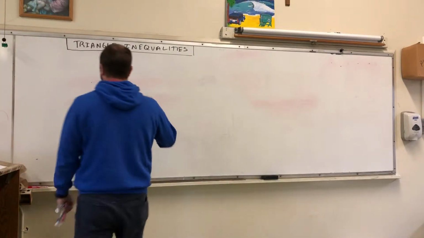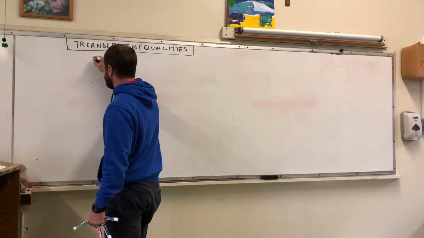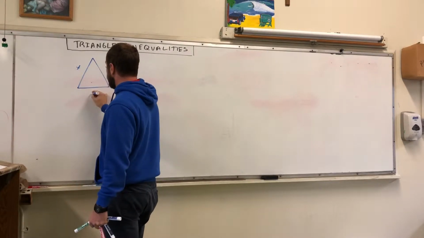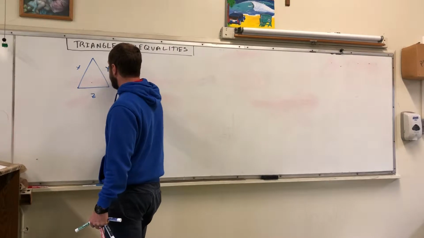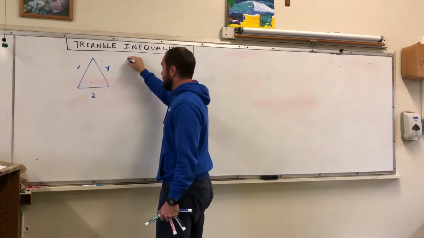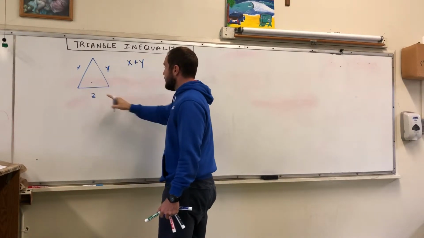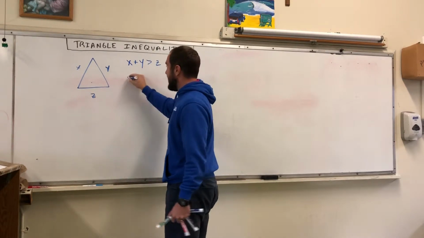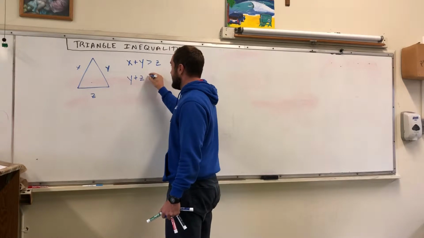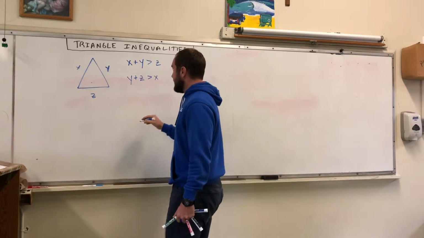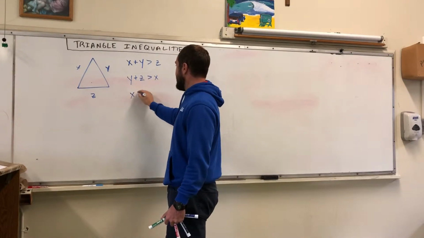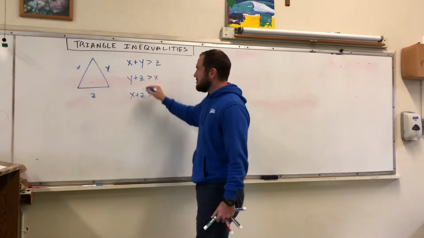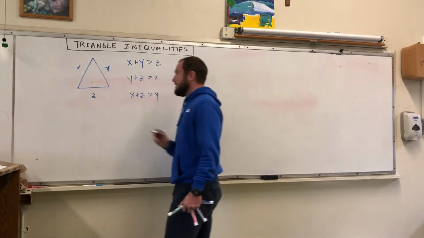Okay, triangle inequalities is the idea that the sum of any two sides of a triangle, so if I add x plus y, will always be greater than the third side. And if I added y plus z, that would be greater than x. And if I added, what do I have left? X plus z, that would be greater than y. Any two sides of a triangle added up are greater than the third.